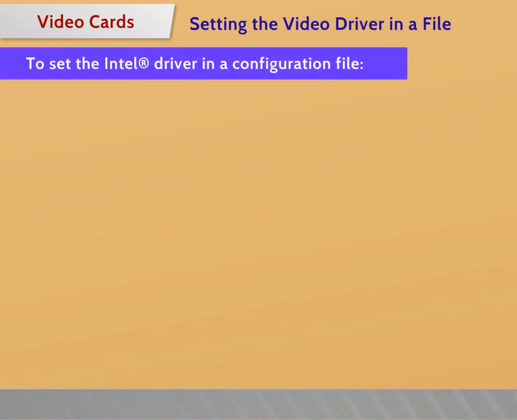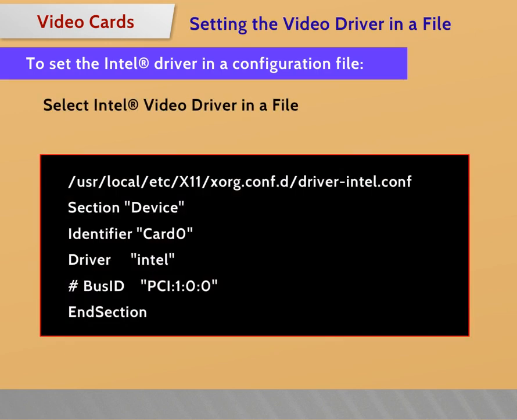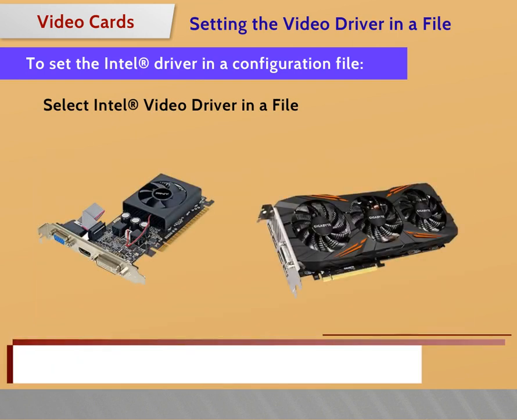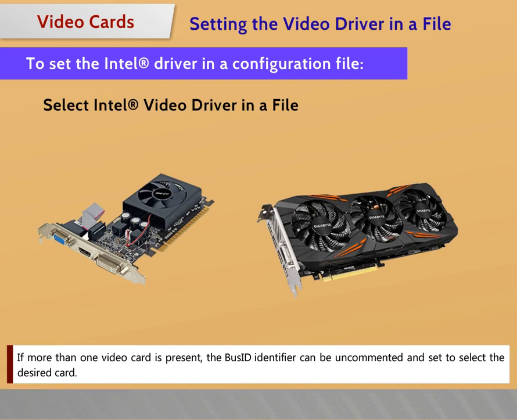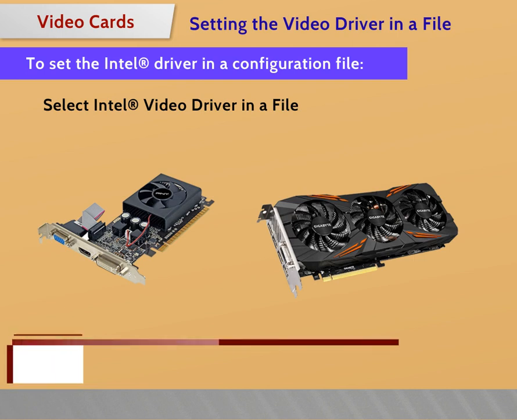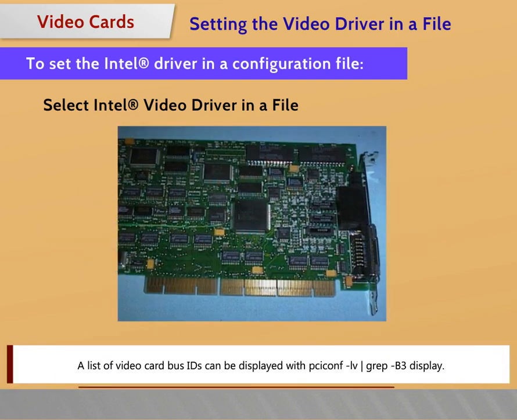Setting the video driver in a file. To set the Intel driver in a configuration file, select the Intel video driver in a file. If more than one video card is present, the BusID identifier can be uncommented and set to select the desired card. A list of video card bus IDs can be displayed with pciconf -lv | grep -B3 display.